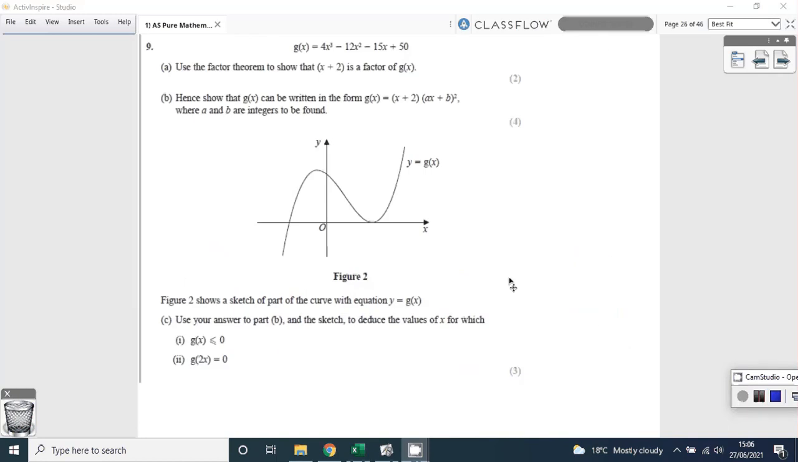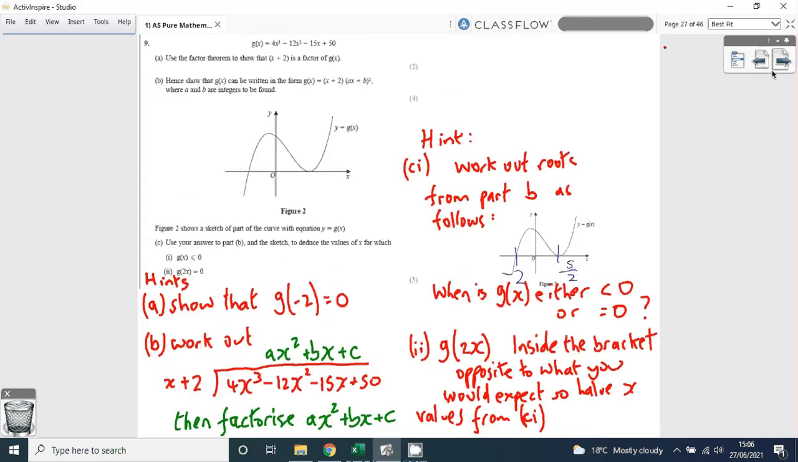Question 9. So just moving over to the hints. For part A, we need to show that when we substitute -2 into the g function, we get 0. So substitute -2 into that and show that you get 0. Now for part B, in order to get it into this format, we're going to have to do the algebraic division. So we're going to divide the cubic expression by our factor of x plus 2. So work through that process and you will end up with no remainder because x plus 2 is a factor.